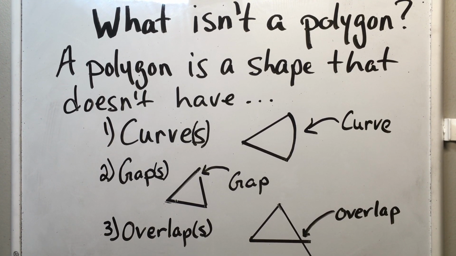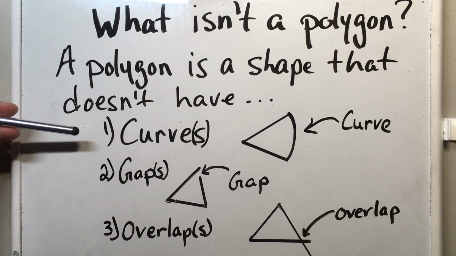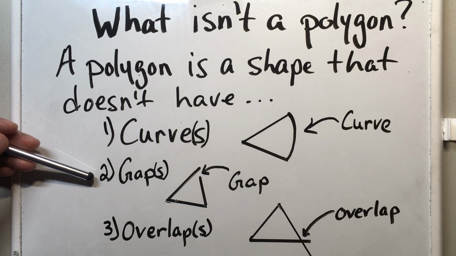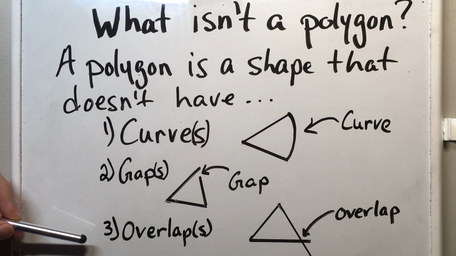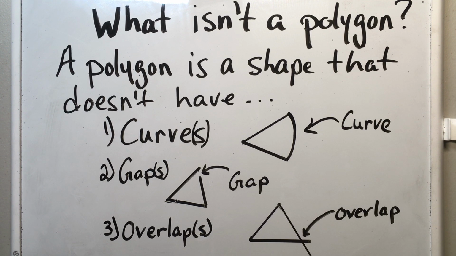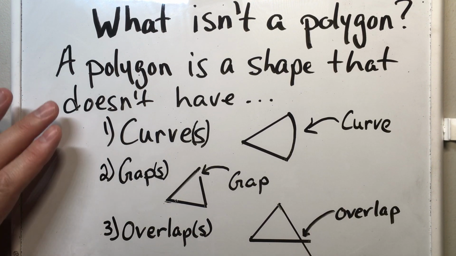Okay, so let's review these ideas real quickly. Okay, what isn't a polygon? A polygon is a shape that doesn't have curves, curve or curves, a gap or gaps, an overlap or overlaps. Okay, so that's going to really help us to be able to define what a polygon actually is.